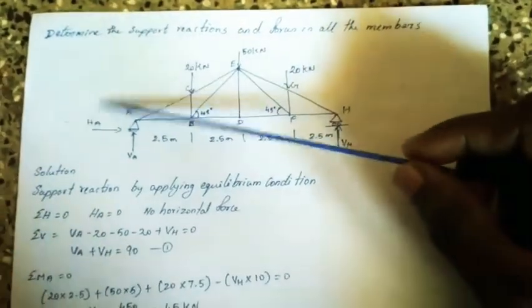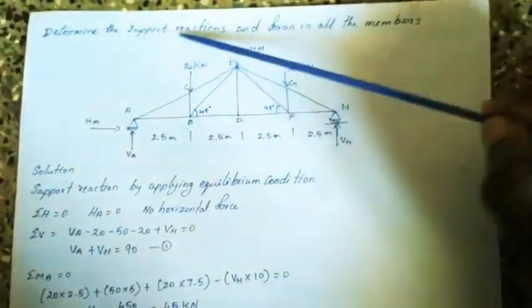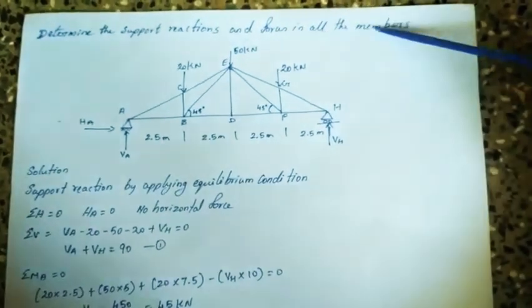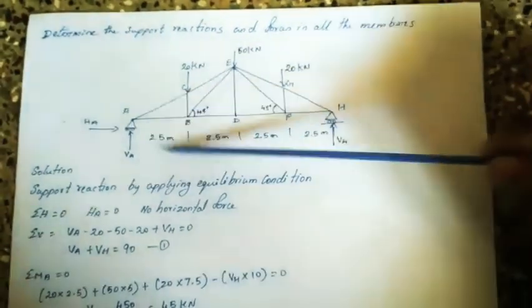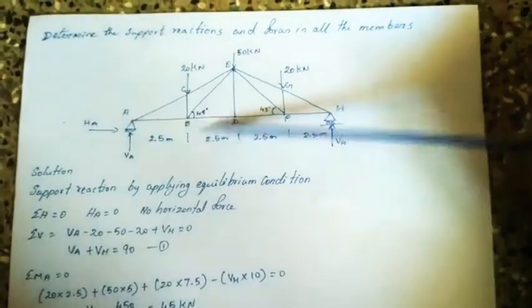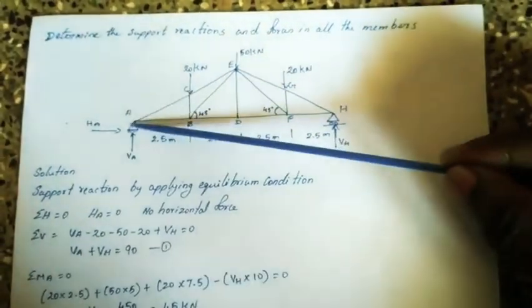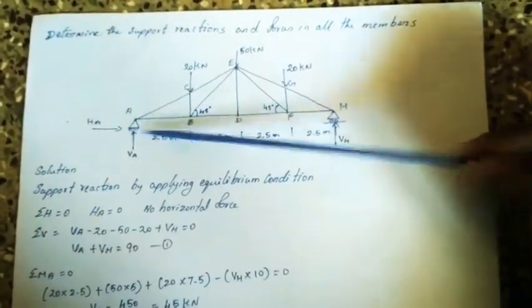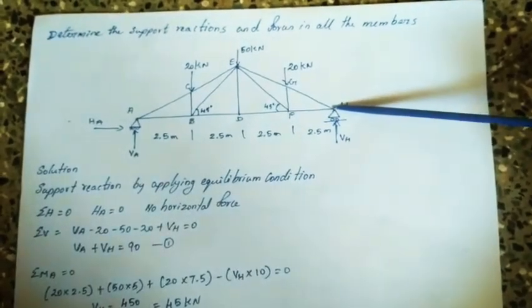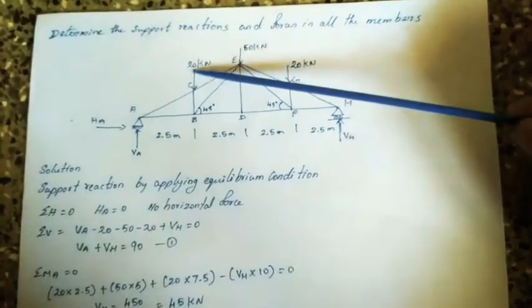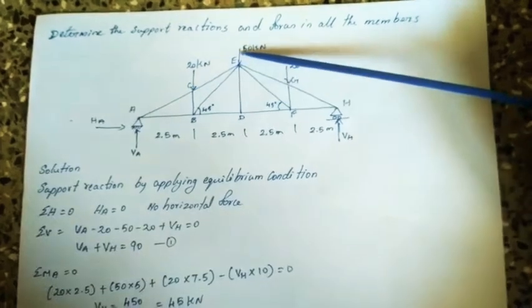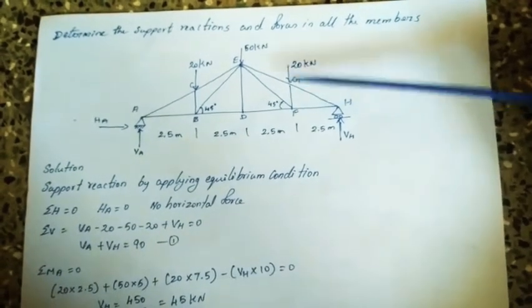So this is the problem given. Determine the support reactions and forces in all the members. This is the diagram given in the question. We have a simply supported truss, placed over a hinged support at point A and a roller support at point H. Then we have applied forces of 20 kilonewton, 50 kilonewton and 20 kilonewton.